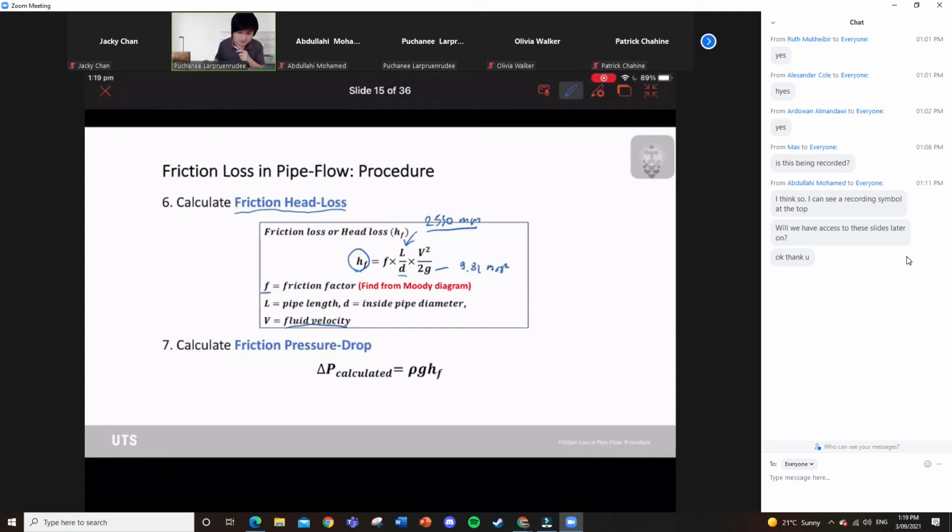Then step 7, you need to calculate the friction pressure drop, or we call delta P calculated. It will be equal to density, gravity, and the friction head loss that we get from this step.